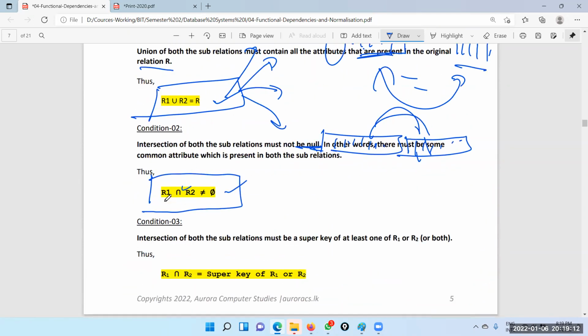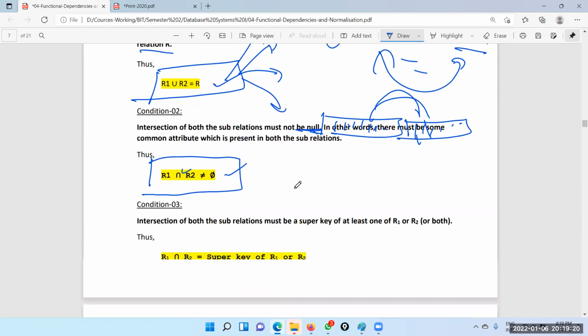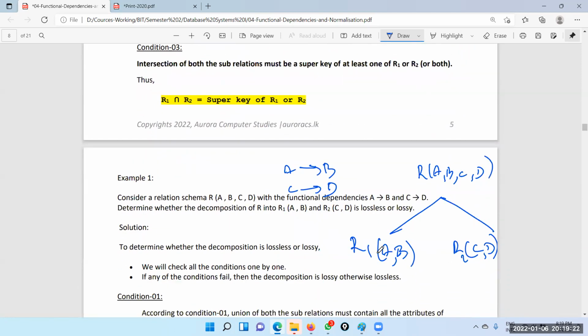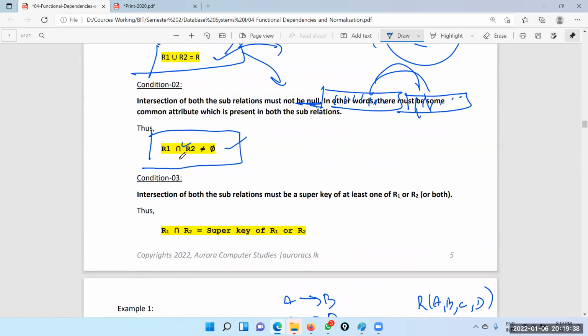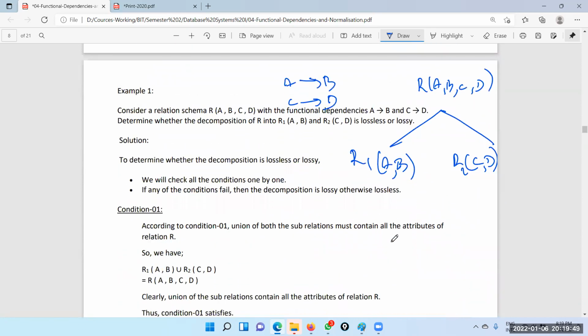So this condition is not satisfied. It says the intersection cannot be empty, but what we got is empty. The first condition is satisfied, right? R1 union R2 must be R. Yes, R1 union R2 has A, B, C, D, and of course your R is A, B, C, D. So the first condition is satisfied, but the second condition is not satisfied because your intersection is empty. The second condition says the intersection must not be empty. That is common sense. Otherwise you can't relate. So therefore, this decomposition is wrong. It's lossy.